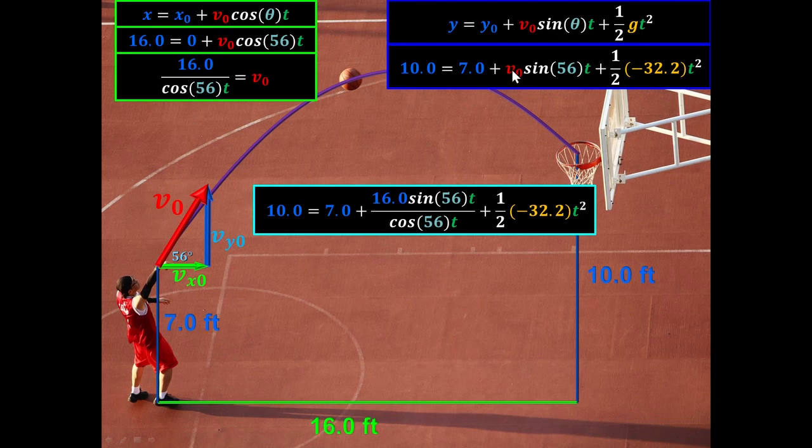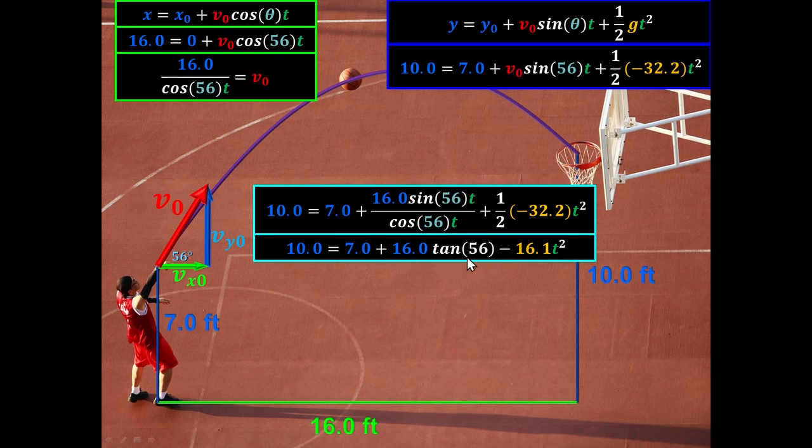So when I put 16 over cosine of 56 t in for v sub naught right here, I'm going to get 16 in the numerator, sine of 56 t here, cosine of 56 t down here. T in the numerator and t in the denominator are going to cancel. And then a trigonometric identity is that sine of an angle divided by the cosine of the angle is the same as the tangent of the angle. And then I'm just taking half of 32.2. So we got 10, 7, all of that fun stuff, and then minus half of that.